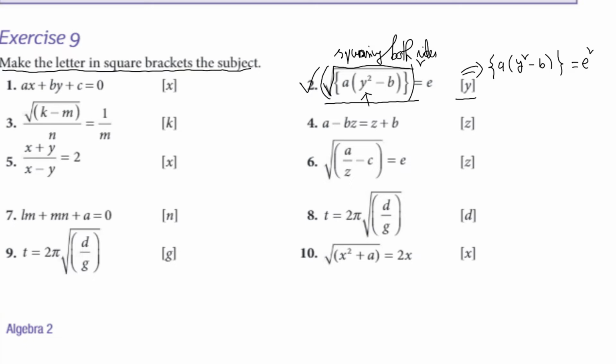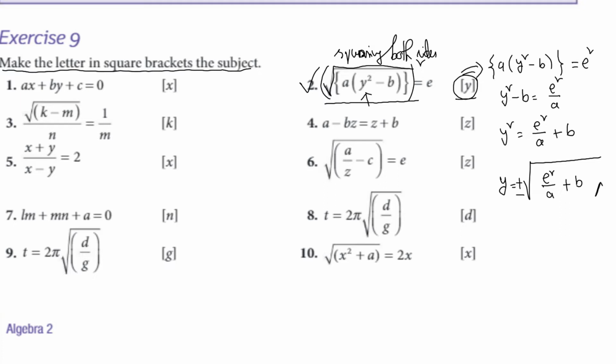Now we can isolate the part y square from here. We can do it by writing like this: y square minus b equals e square by a, then y square equals e square by a plus b, because b is written here with a negative sign. If it goes to the right side it would be positive. Then, if we want to make y the subject from y square, we need to give a square root of the whole expression, e square by a plus b, and before that we need to apply a plus minus sign, and this is our answer of this part.